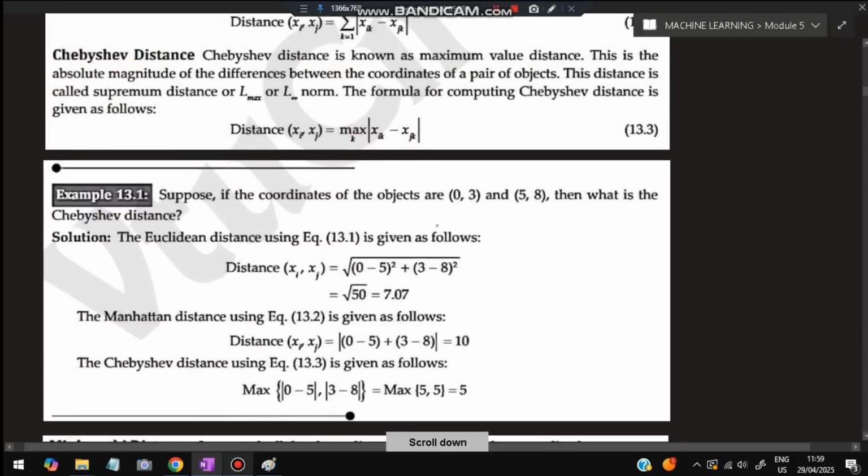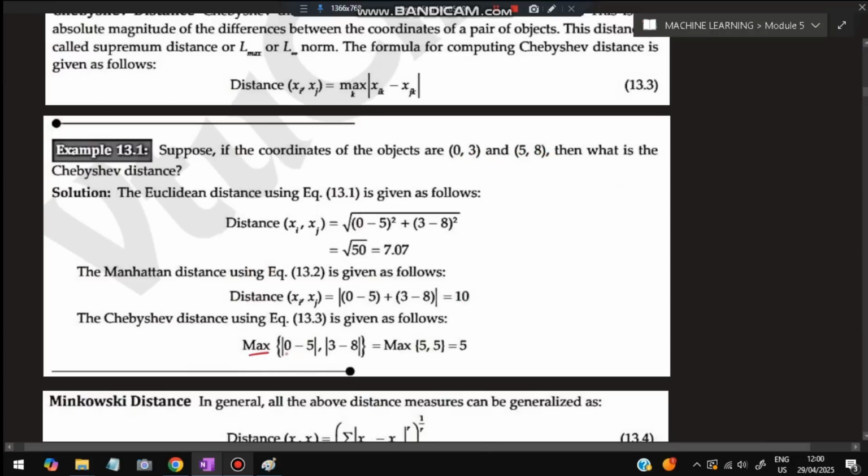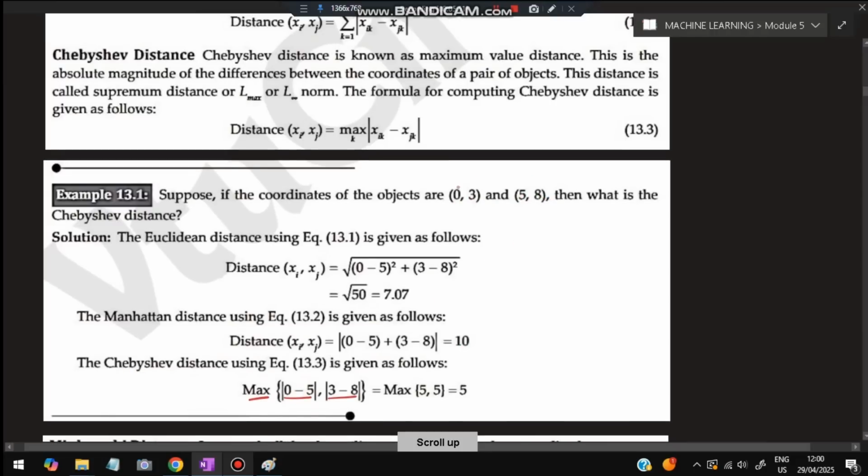Now let's take an example. If two objects are given at coordinates (0,3) and (5,8), what is the Euclidean distance? (0 minus 5) whole square, that is x1 minus x2 whole square, plus (3 minus 8) whole square, that is y1 minus y2 whole square. And the Manhattan distance will be |0 minus 5| plus |3 minus 8|, that is 10, right? And the Chebyshev distance is the maximum of |0 minus 5| or |3 minus 8|, meaning we are just seeing if x difference is more or y difference is more. In this case both are 5, so the final answer will also be 5.